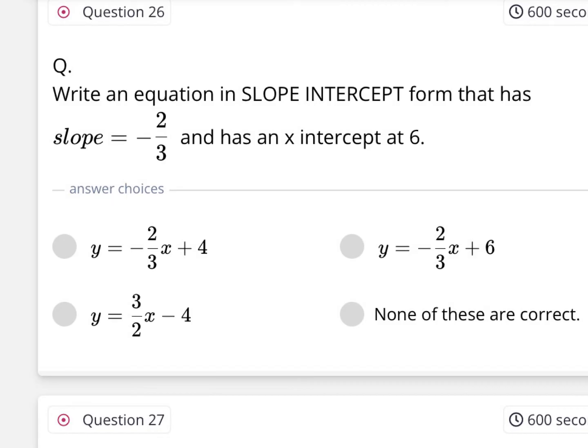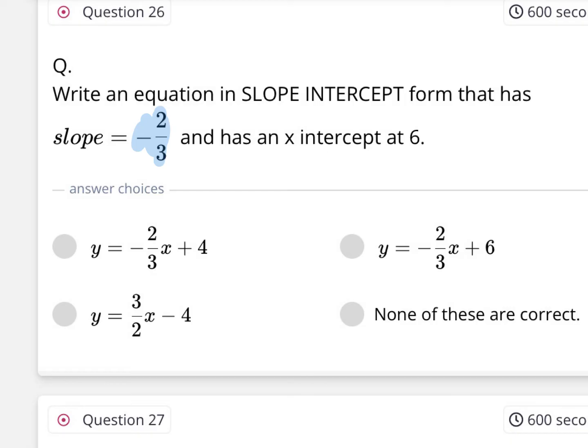Write an equation in slope-intercept form that has the slope -2/3 and the x-intercept at 6. So we really need to think about this here, guys. What are they giving us? Obviously, they're giving us a slope, which is -2/3, and they're also giving us a point.